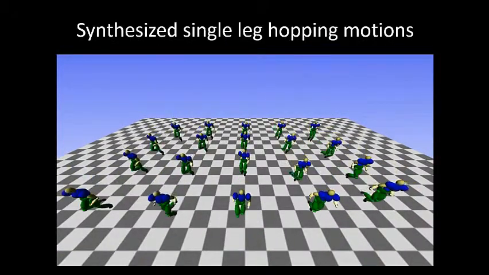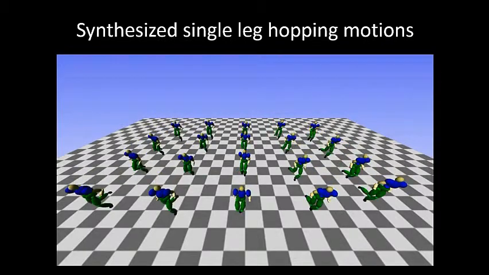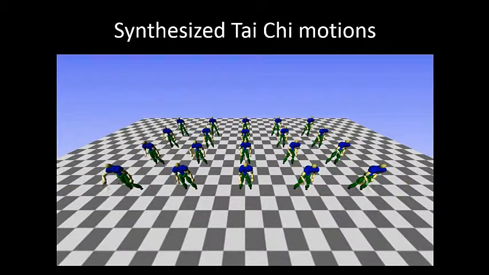For the single-leg hopping motion, the maximum height reached by the jumping motion varied across the variants. For the Tai Chi motion, the range of movement varied at different phases.